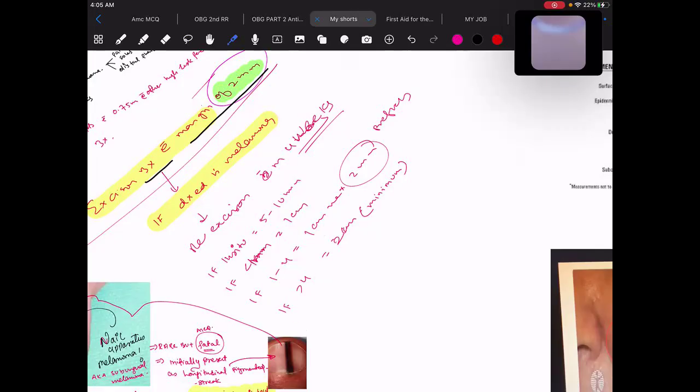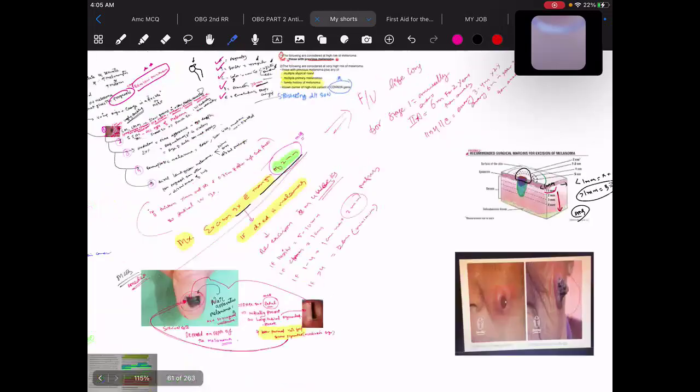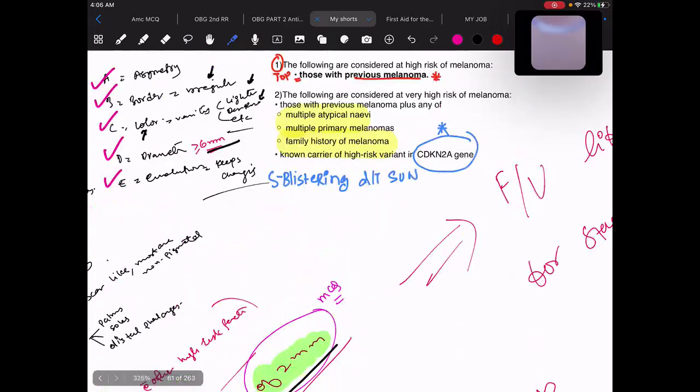Basically over here, if the thickness is 1 to 4, we extend 1 to 2 centimeters. If it is more than 4, we have to extend the margins to more than 2 centimeters, but the minimum should be 2 centimeters, okay. Minimum should be 2 centimeters. This is what you need to remember for the melanoma.